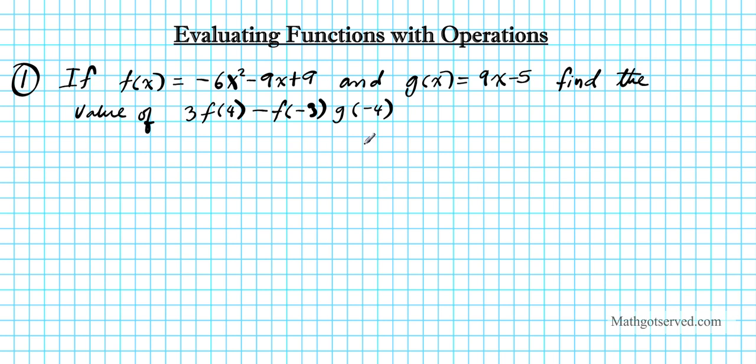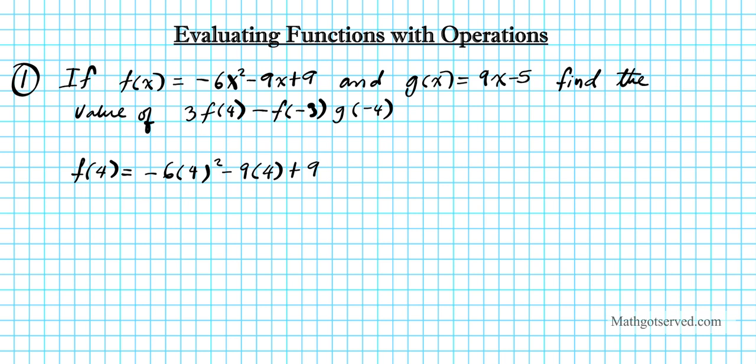Okay? All right, so what does this whole expression mean? Basically it means that we'll evaluate f of 4, f of negative 3, and g of negative 4, and then plug it into this expression. All right, so let's start with the first one. What are we going to find first? We're going to find f of 4. This simply means we're going to substitute 4 into all the x's in f of x. So f of 4 is going to be negative 6 times 4 squared minus 9 times 4 plus 9.